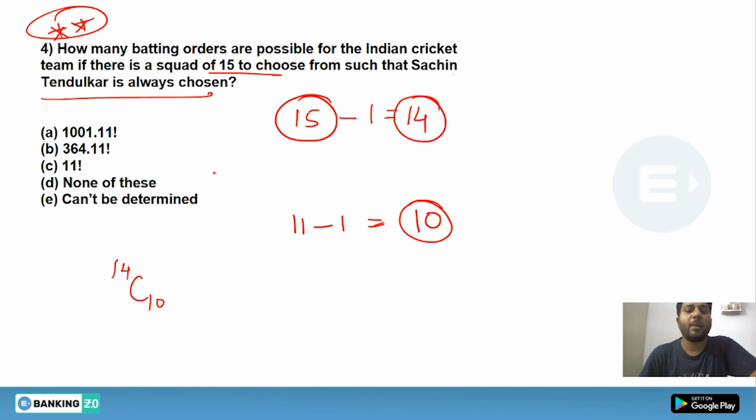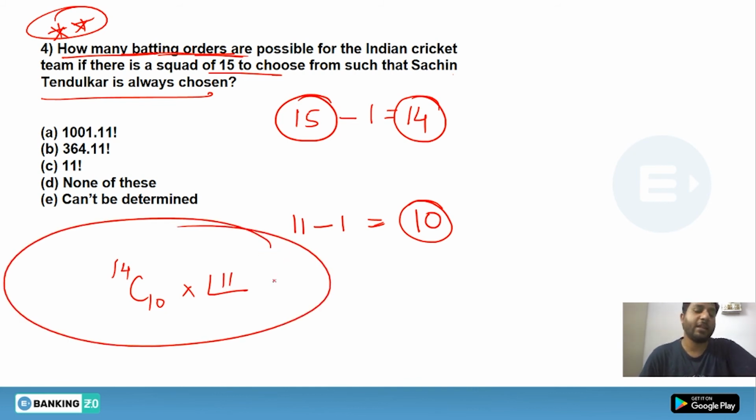But the question is asking about how many batting orders are possible, not just the selection. So once you choose the 11 players, you will put them in arrangement. The condition says only for selection, not for batting order arrangement. So all the 11 players can play in all the 11 places. That means for all the 11 players, it will be factorial 11 as well.